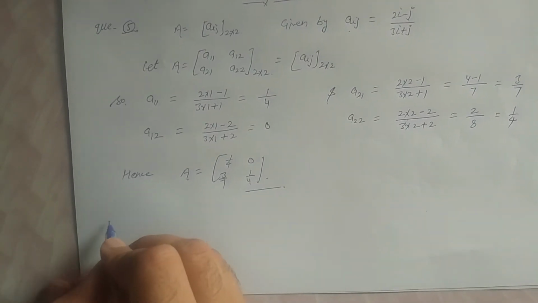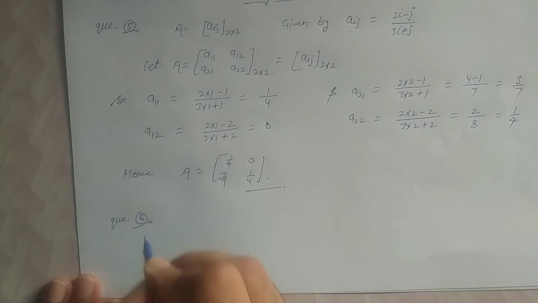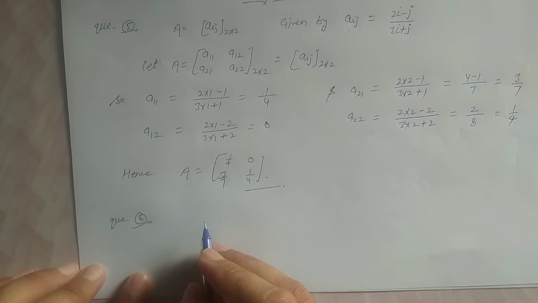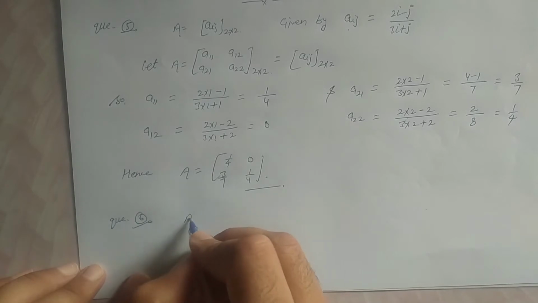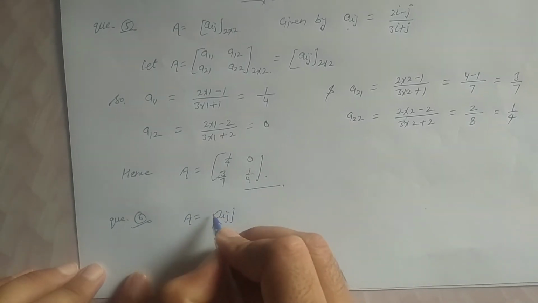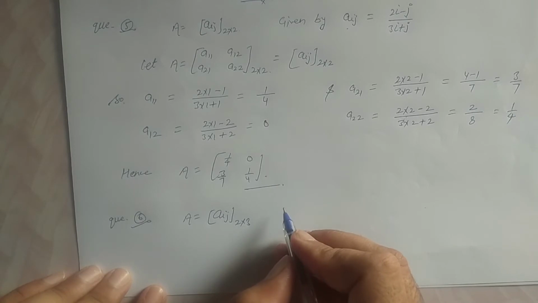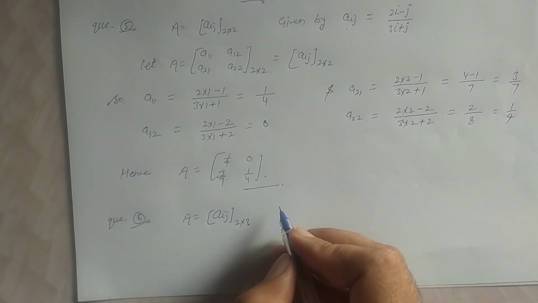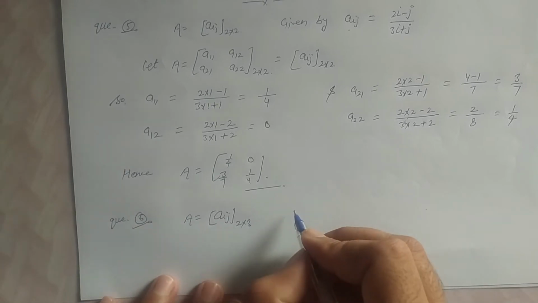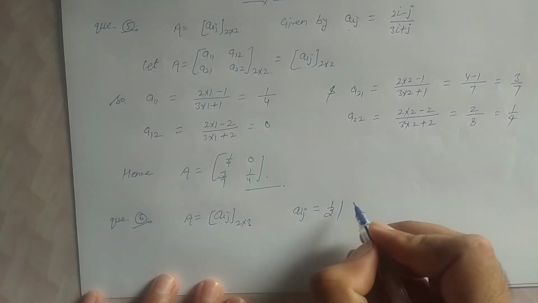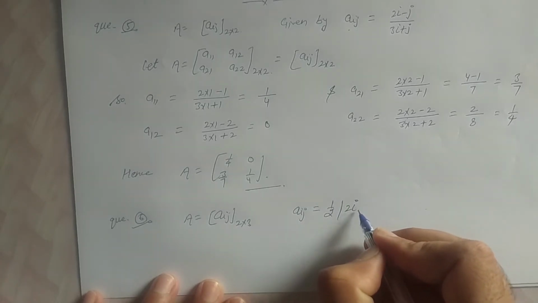Next, question number 6. Construct a 2 by 3 matrix A equal to [Aij] of order 2 by 3 in which elements are given by Aij equal to 1 by 2 mod of (2i minus 3j).